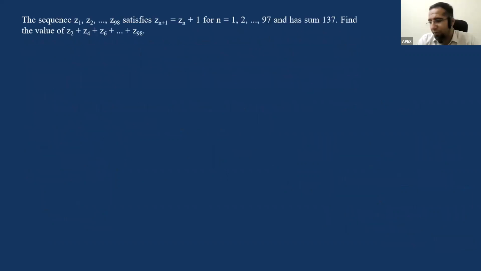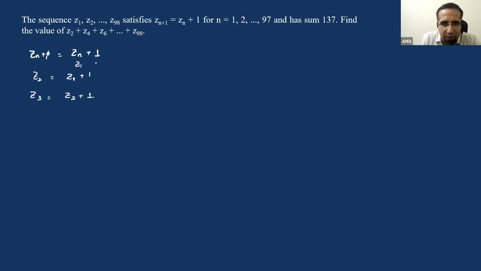Clear? Now this is a question which is again a very simple question. So Z of n plus 1 in the base is equal to Z of n plus 1. Okay. So let's take values of n. If I take n is equal to 1, Z of 2 is equal to Z of 1 plus 1. If I replace n is equal to 2, Z of 3 is equal to Z of 2 plus 1. Which means if I write Z of 1 as 1, this is 1 more. This is again 1 more.